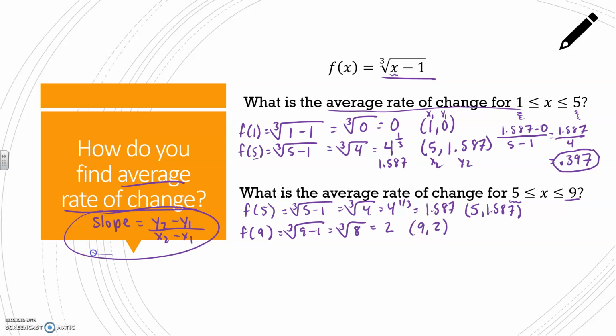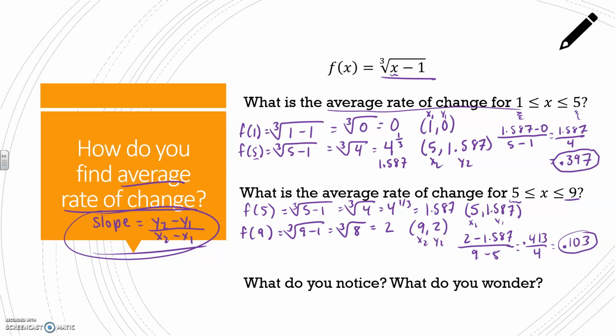Again, now we're going to use our slope formula. And so I have an x1 and a y1 and an x2 and a y2. So I'm going to do 2 minus 1.587 on top, y2 minus y1, over 9 minus 5. 2 minus 1.587 is 0.413. Divided by 9 minus 5 is 4. I divide those by each other and I get 1.103.